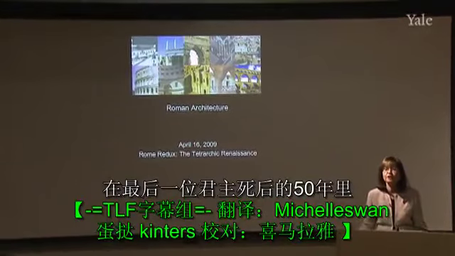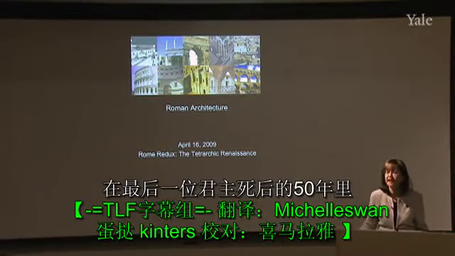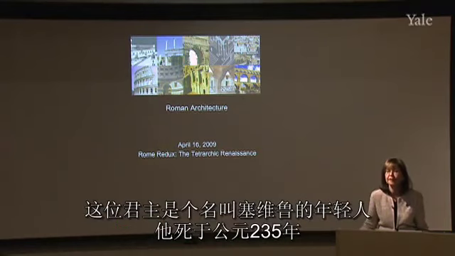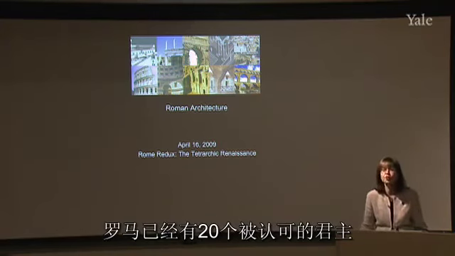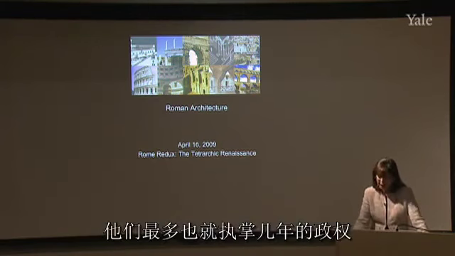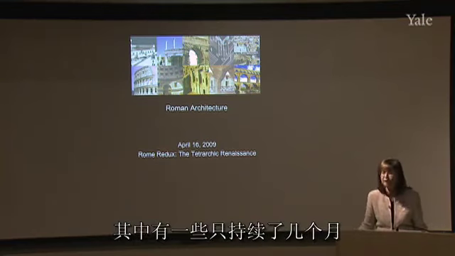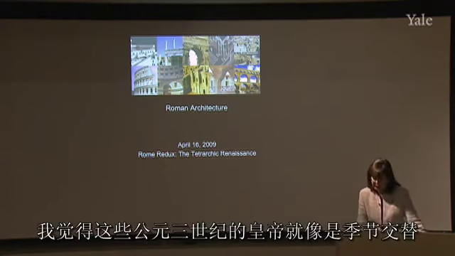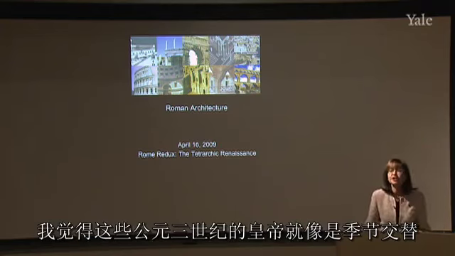In the 50 years following the death of the last of the Severan emperors, a young man by the name of Alexander Severus, who died in 235 AD, Rome had 20 acknowledged emperors and many more pretenders to imperial power. Rarely did anyone hold on to power for more than a few years, and some of them lasted only a matter of months. I like to think of the emperors as changing as quickly as the seasons in the 3rd century AD.